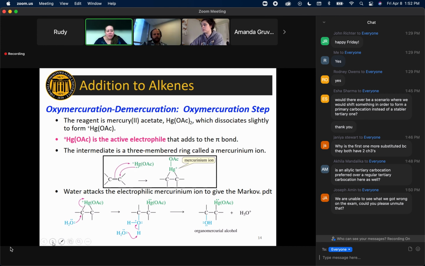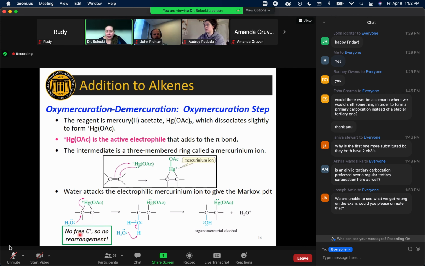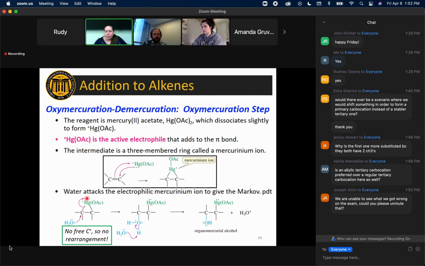And I just want to note, there is no carbocation here. We have never generated a free carbocation. So there is no chance for there to be a rearrangement in this reaction sequence. So we'll talk more about this next week. I'm out of time for now, but I will post all the slides about oxymercuration and you guys can look through those. And there will be also a practice problem in there, not for you to turn in, but just for you to try out on your own. And I will see you guys next week.